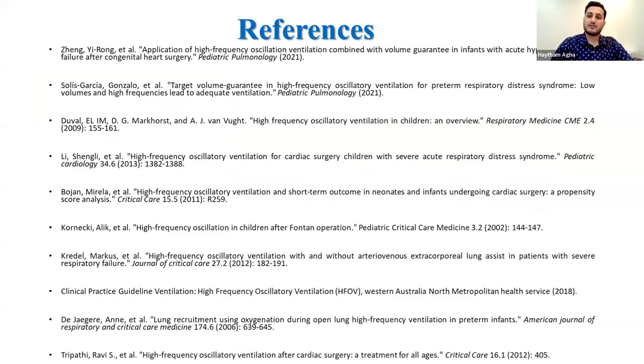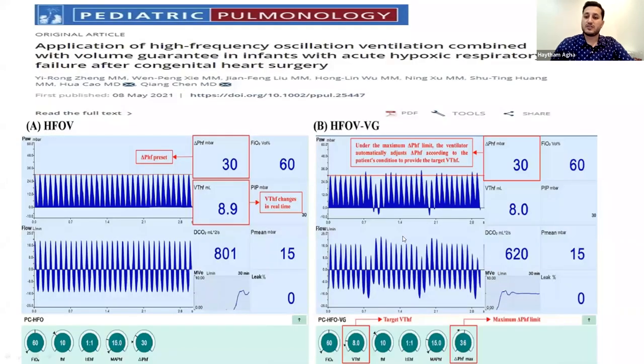So here, if you see in this picture, the set delta P is 36, and the machine adjusts itself to 30. This is the actual delta P given to the patient. That's why in this study they found that using this modality will decrease the workload of the medical staff. You will not go to the patient every 10 or 13 minutes to adjust the delta P. The machine will do it by itself. And as you said, the CO2 washout is better this way.